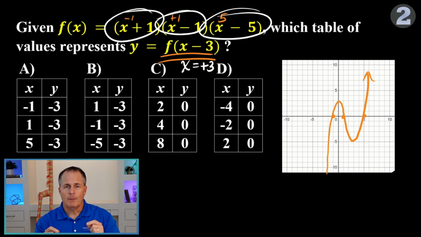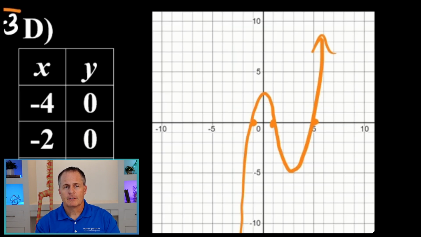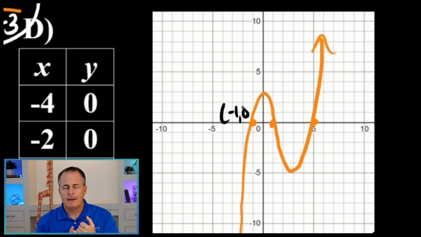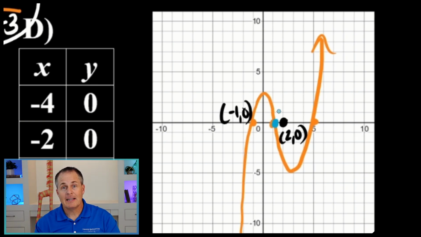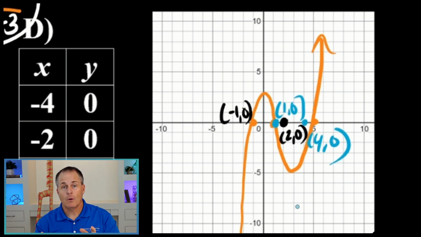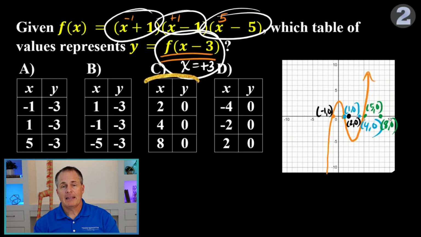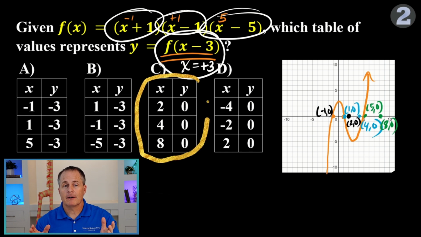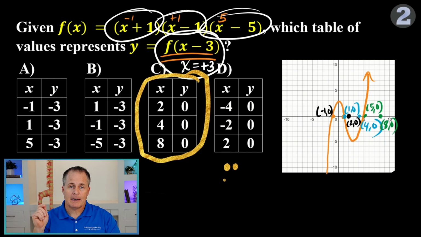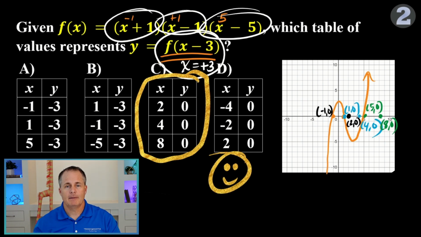Now, we move all of the x-intercepts over 3 to the right. So the x-intercept at -1 moves right 3 to +2. Likewise, the x-intercept at 1 moves to 4, and the x-intercept at 5 moves to 8. That gives us a bunch of ordered pairs, which match the ordered pairs in Table C. So the correct answer is C.